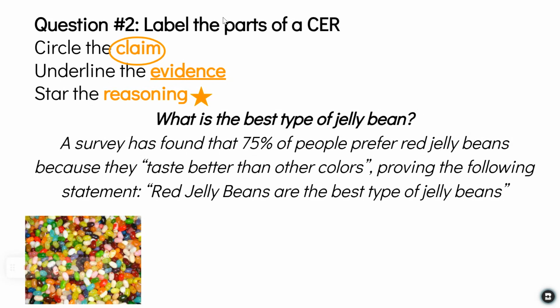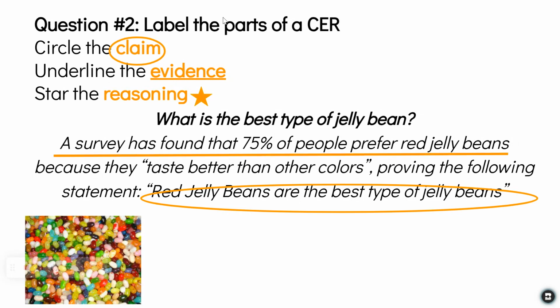So the claim, the statement that answers the question, what is the best type of jelly bean, is red jelly beans are the best type of jelly beans. Your evidence that supports this claim is a survey has found that 75% of people prefer red jelly beans. The reason this is evidence is because it includes data.